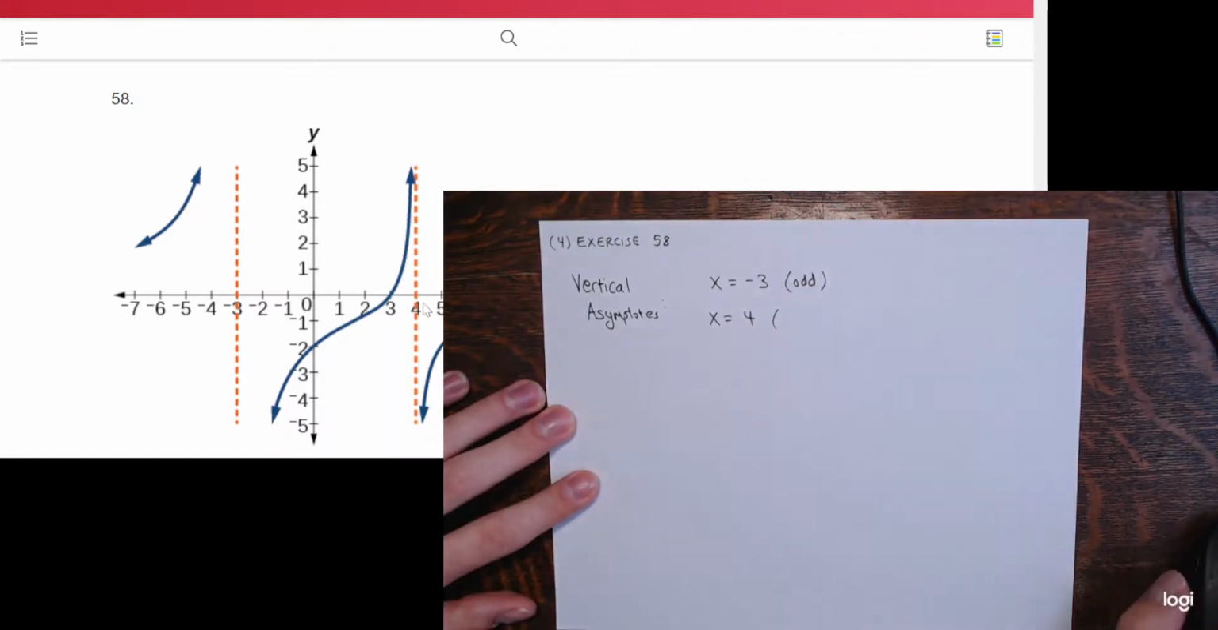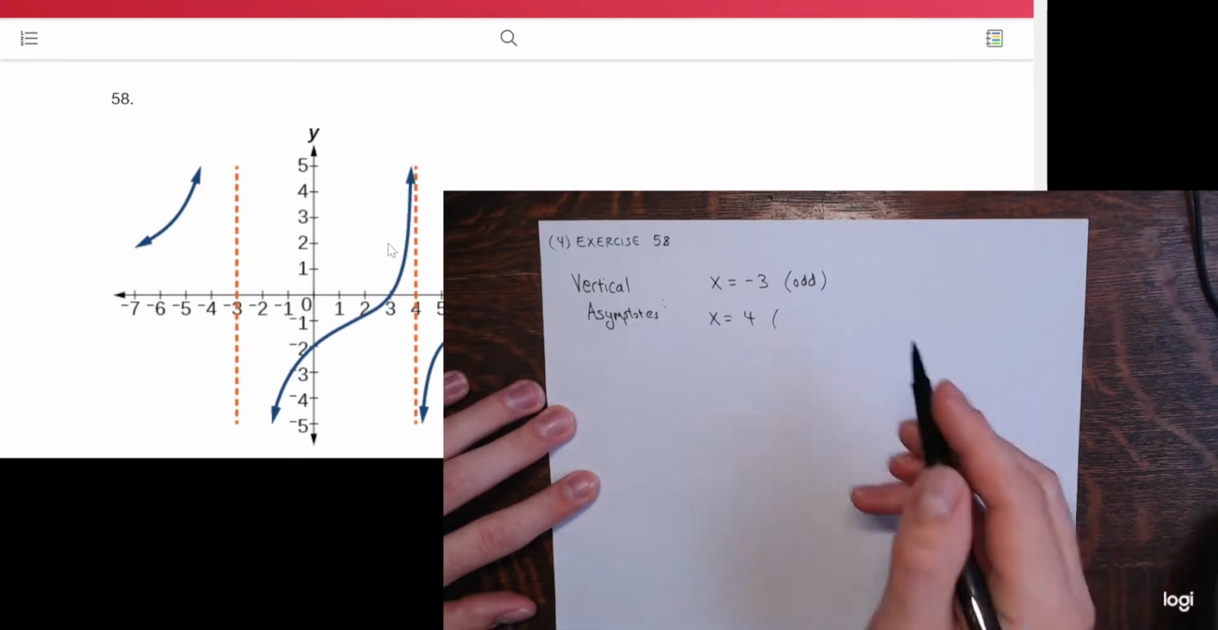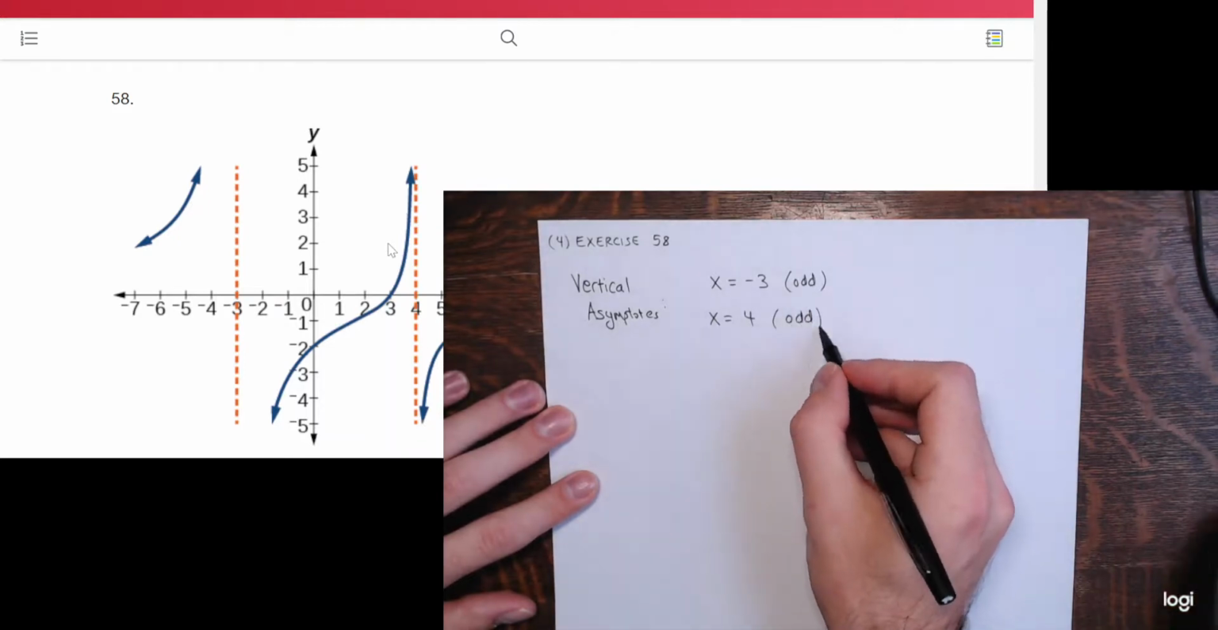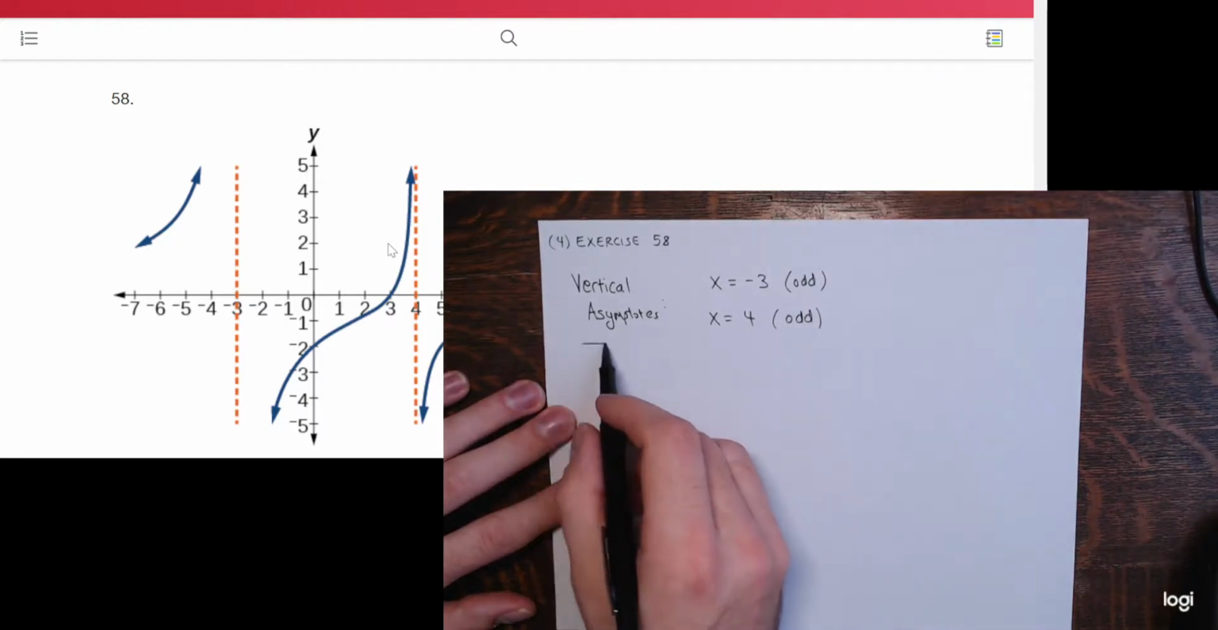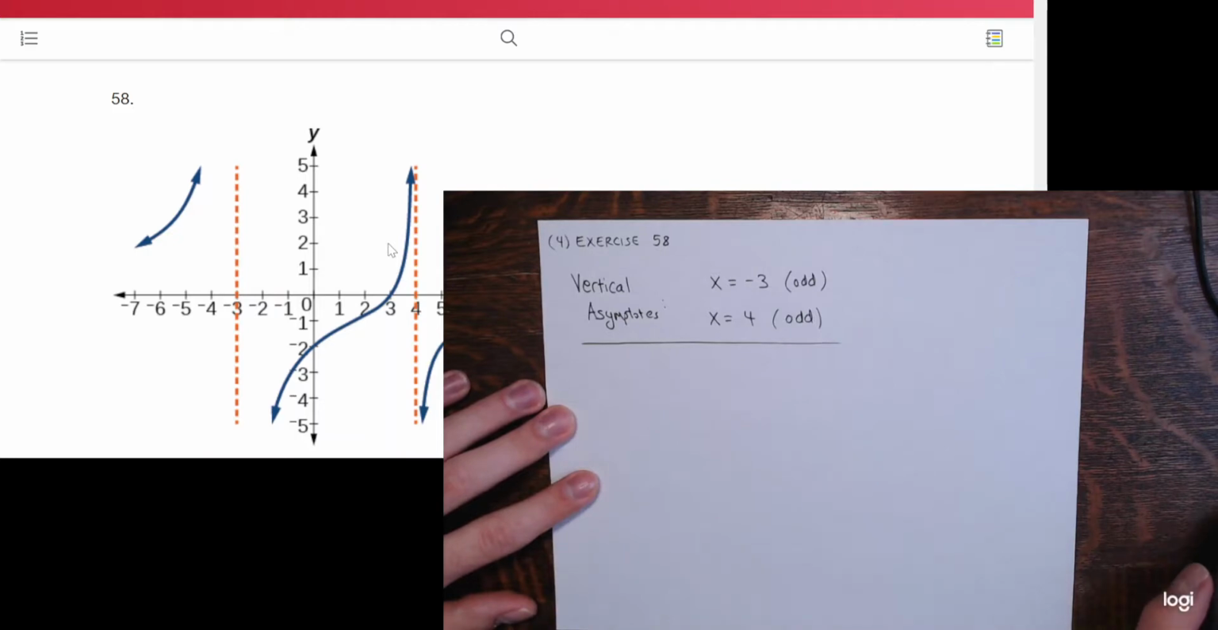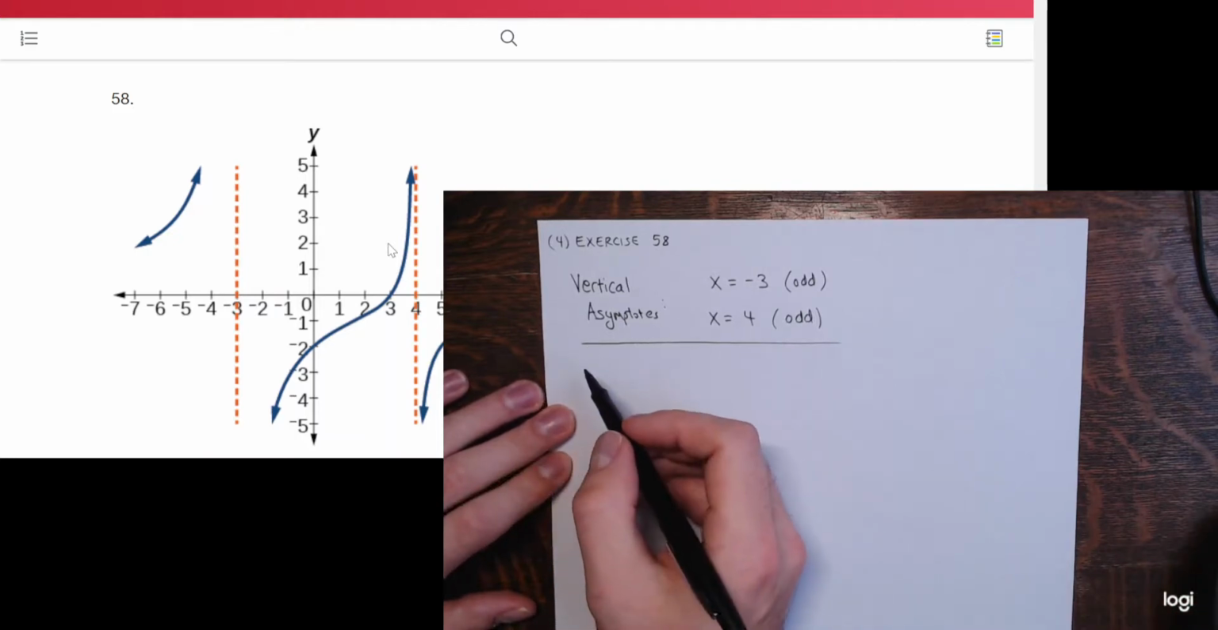And the same thing's happening at x equals 4. I know you can barely see it, but it's going to positive infinity on the left side of x equals 4, and the graph's going to negative infinity on the right side. They're going in opposite directions, so it is also going to have an odd power on that factor of x minus 4, odd multiplicity. Now the x-intercepts.